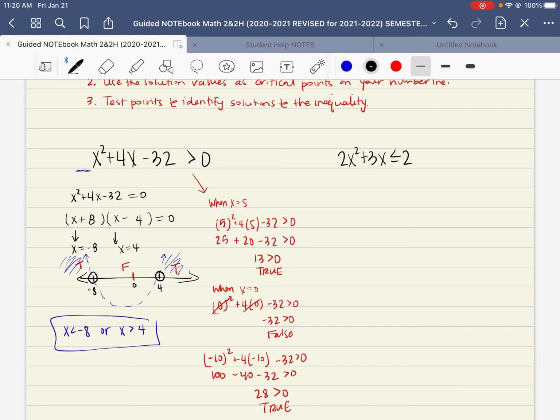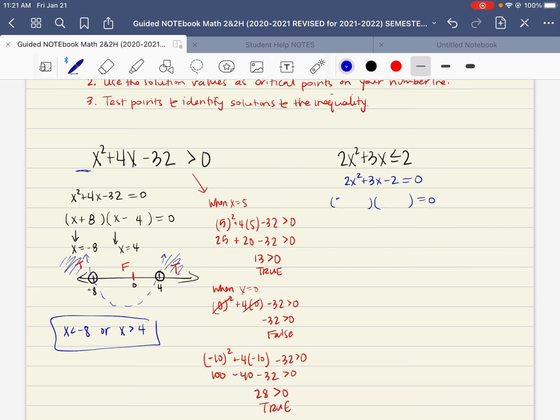If I'm looking at this one again, following those same steps, I'm going to write it as an equation first. 2x squared plus 3x minus 2 is less than or equal to 0. If I look to factor this one, oops, I say write it as an equation, and then I wrote it as an inequality. Equals 0. Again, I'm going to try and factor this one because it's already now equal to 0.